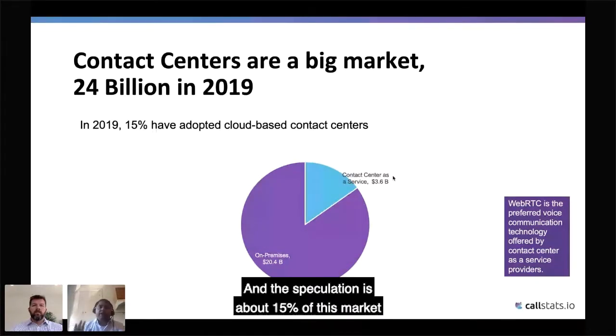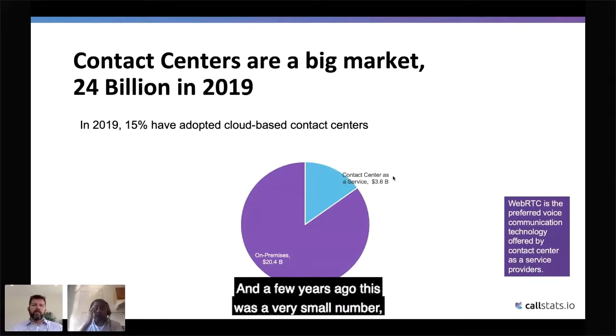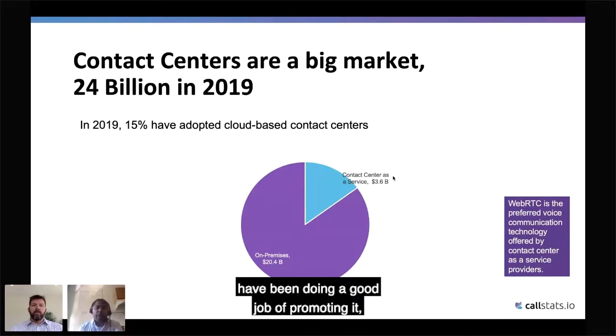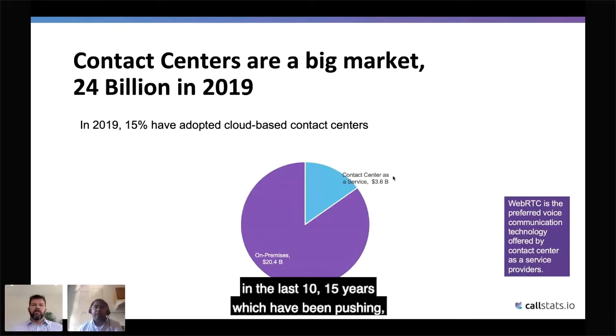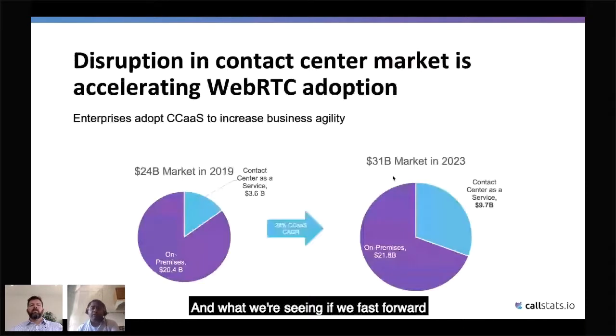And the speculation is about 15% of this market is cloud-based. A few years ago, this was a very small number. So in the last few years, this has ramped up, mainly because folks have been doing a good job of promoting it. A lot of companies have come up in the last 10, 15 years which have been pushing, and now you can see that change happen. If we fast forward and look at the analyst figures, this 15% becomes 30%, 40% in the next 3-4 years.